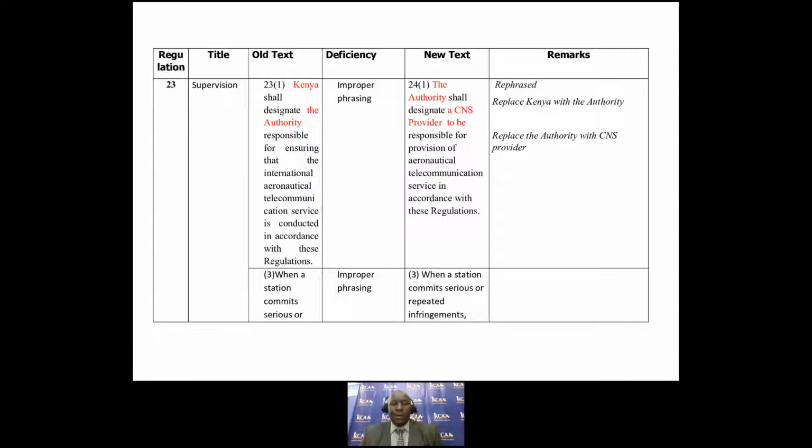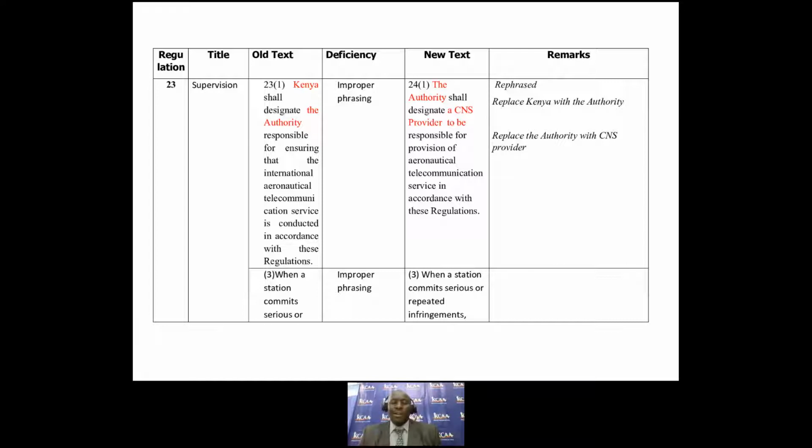Then regulation 33 on supervision. So the current regulations read that Kenya shall designate the authority responsible for ensuring the International Aeronautical Telecommunication Service is conducted in accordance with these regulations. It was noted that this was improperly phrased, so it has been modified to read the authority instead of Kenya.